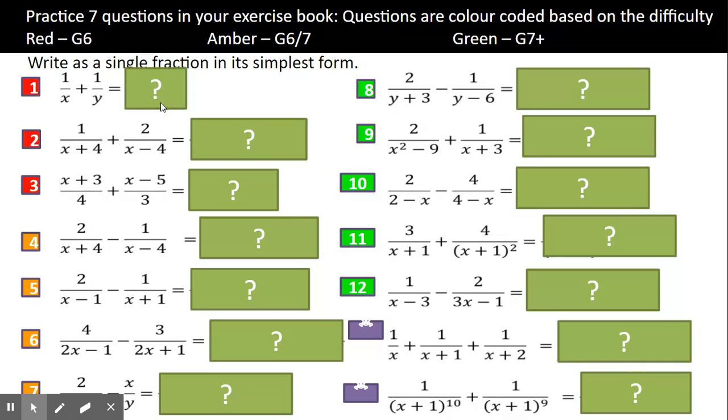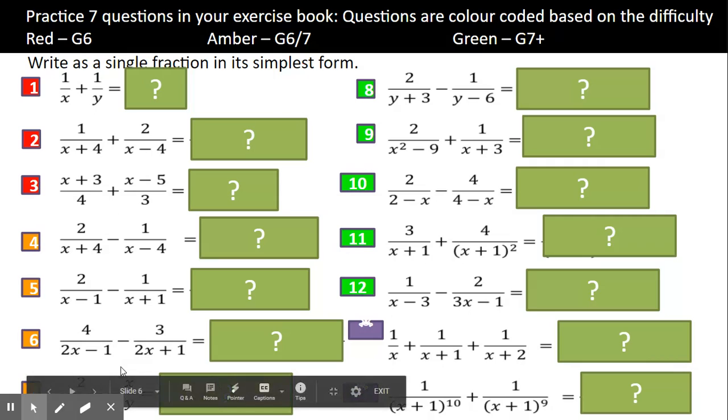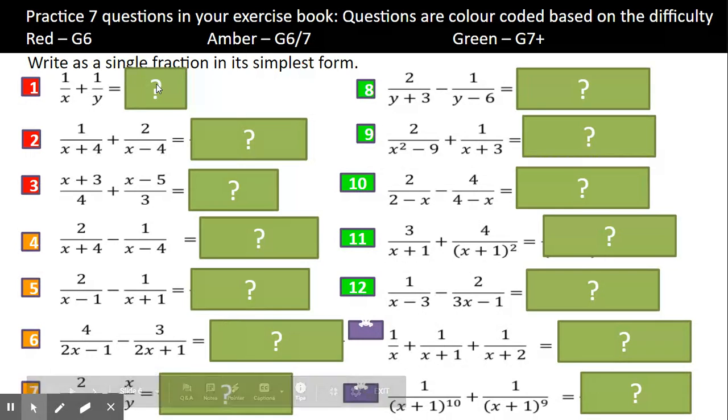Before attempting the questions on the worksheet, please practice 7 questions in your exercise book or a piece of paper. The questions are color-coded and the colors represent the grade. You could find the description of the success criteria in slide 1 for your reference. Also, the questions are in slide 7 for your reference.